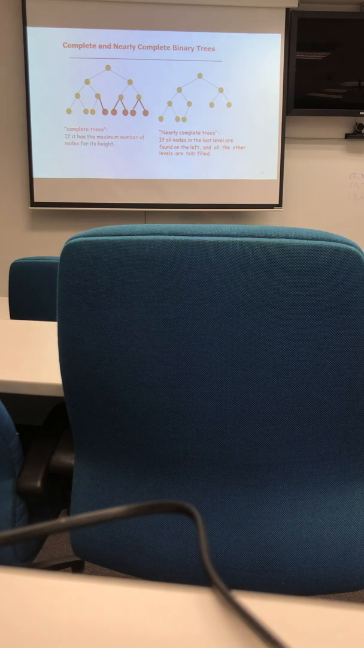Nearly complete tree. For a nearly complete tree, all the nodes in the last level are found on the left. The last level is here, and the other levels are all filled up. Only the last level is not completely filled up. So this is a nearly complete binary tree, but all the nodes are on the left. Those unfilled nodes are all on the right, in other words.